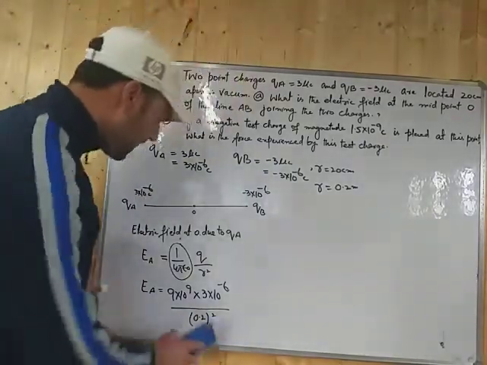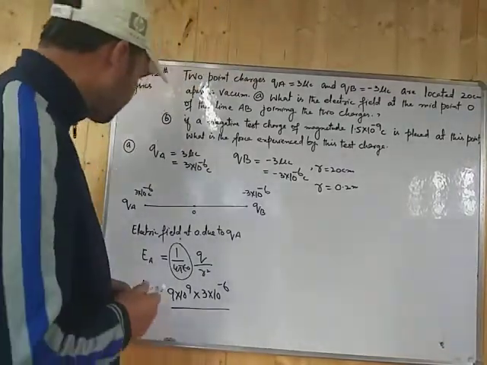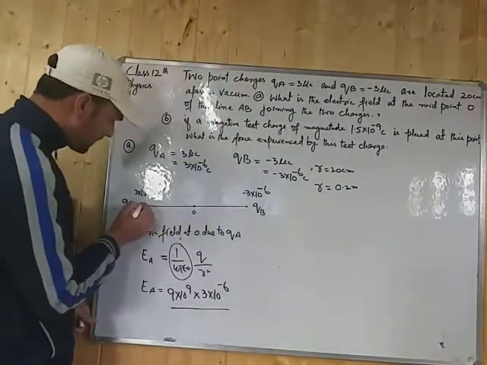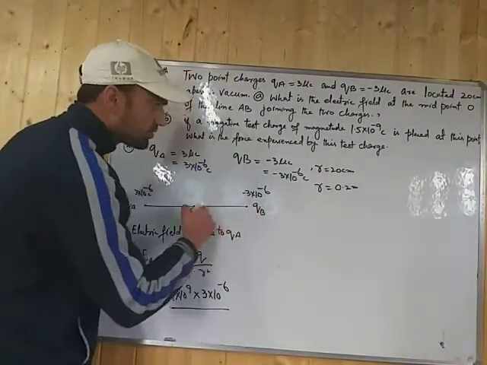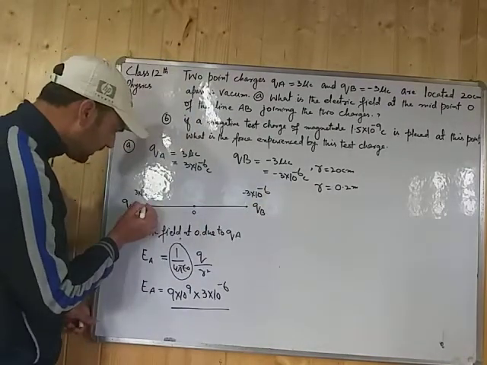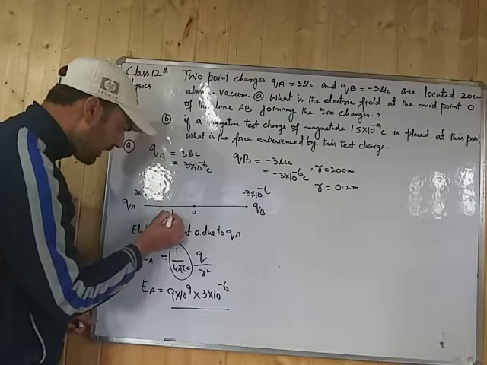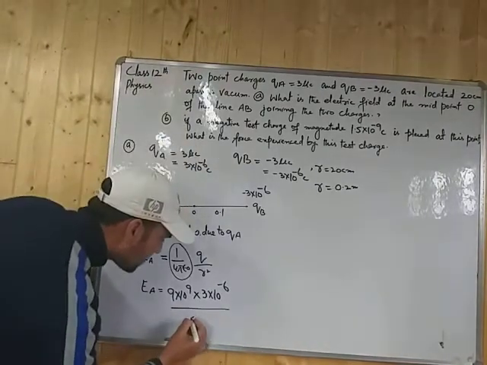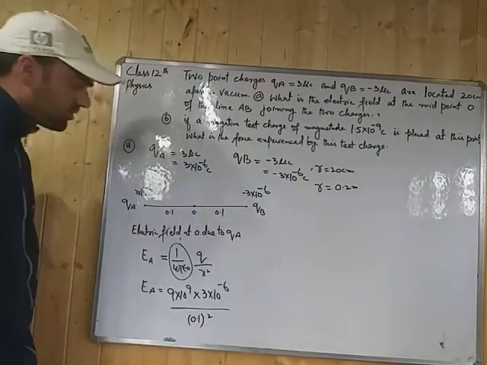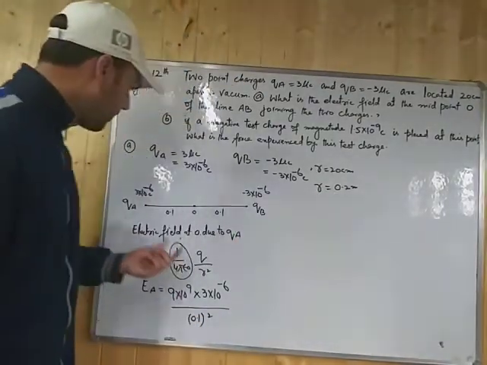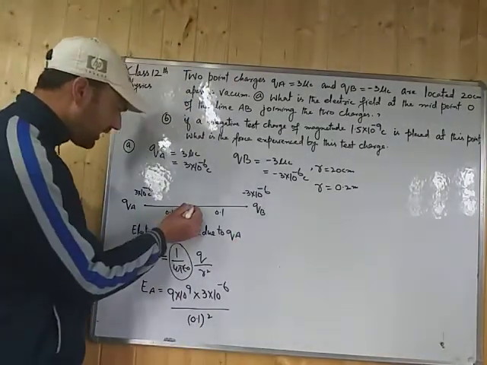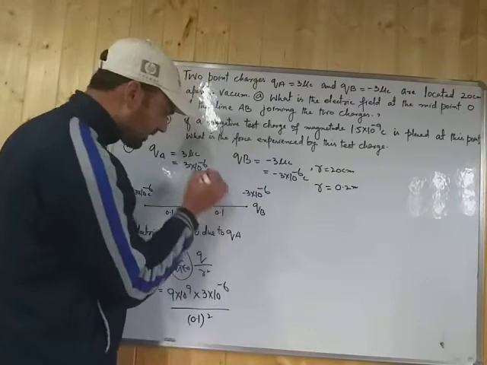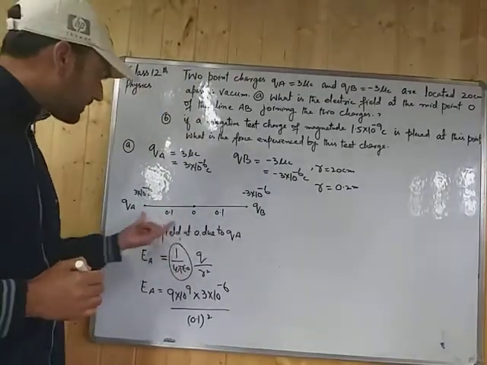Sorry, the distance is not 0.2 here. The overall distance between the two charges, from QA to QB, is 0.2. But the distance from the center to QA is 0.1, and from the center to QB is also 0.1. So we'll write R equal to 0.1 whole square. The 0.2 is the overall distance between the two charges, but from the center to charge A the distance is 0.1, and from the center to charge B the distance is 0.1.